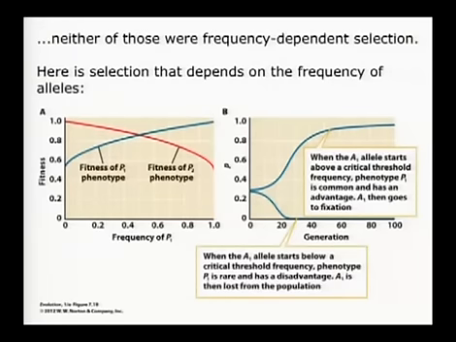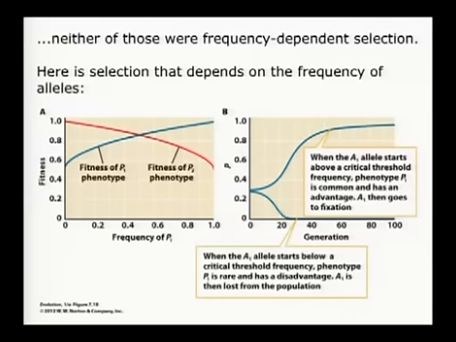So we do have that case, though, and that's called frequency-dependent selection. And here's a case of positive frequency-dependent selection. So positive frequency-dependent selection is where the most popular allele is the one that has the highest fitness. And as an allele becomes less and less common, it has lower and lower fitness. And it's regardless of which allele it is.